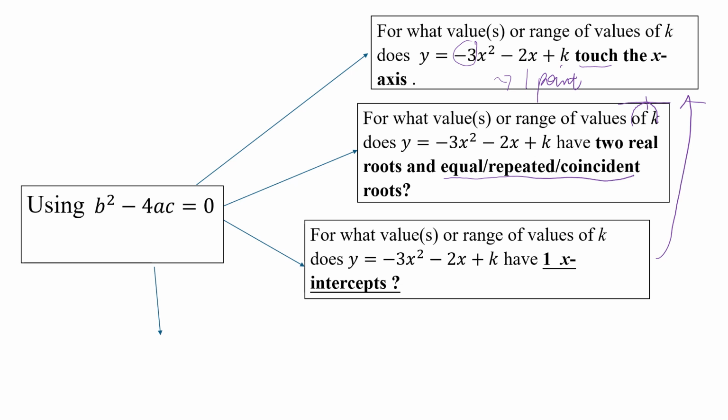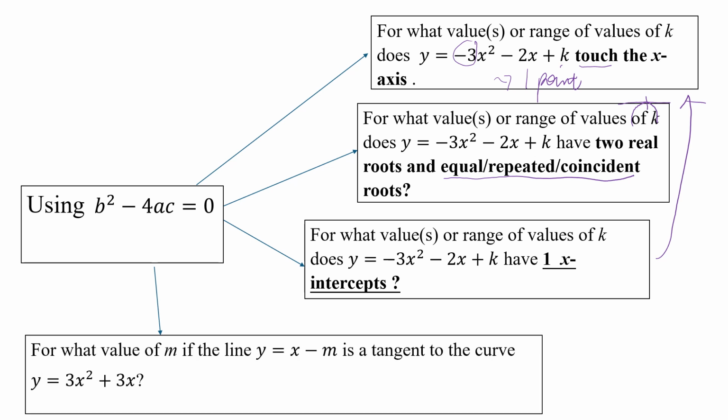And of course, the last one is when the line is a tangent line. Okay, for what value of m is the line a tangent line to the curve? Because the tangent, okay, this is a U-shaped curve. The tangent line will only intersect the curve at 1 point. So can you see there are so many ways of asking, but just on the same concept.